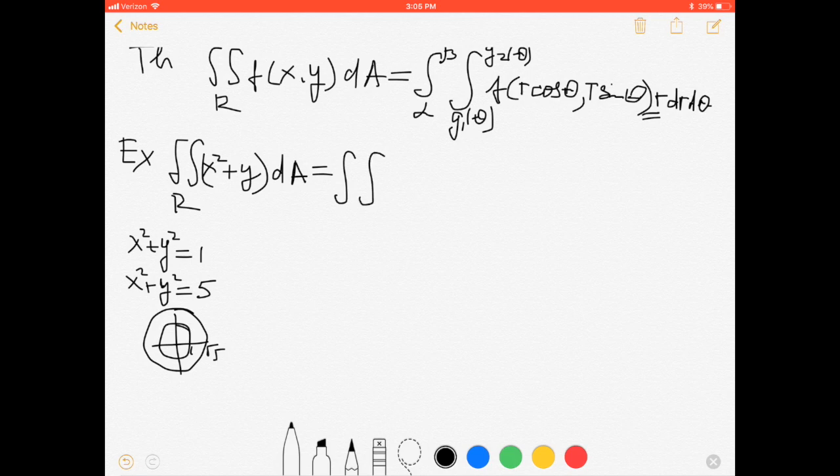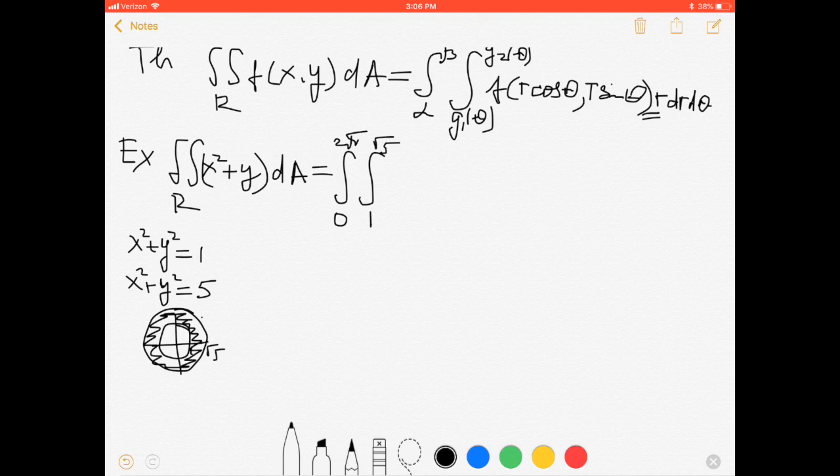Double integral, interior integral. How is theta changing? Because it's a whole circle, the angle changes between 0 and 2 pi. How is the distance between our center and our point changing? The point stays between these two circles, so the distance is from 1 to square root of 5. This means r changes from 1 to square root of 5.